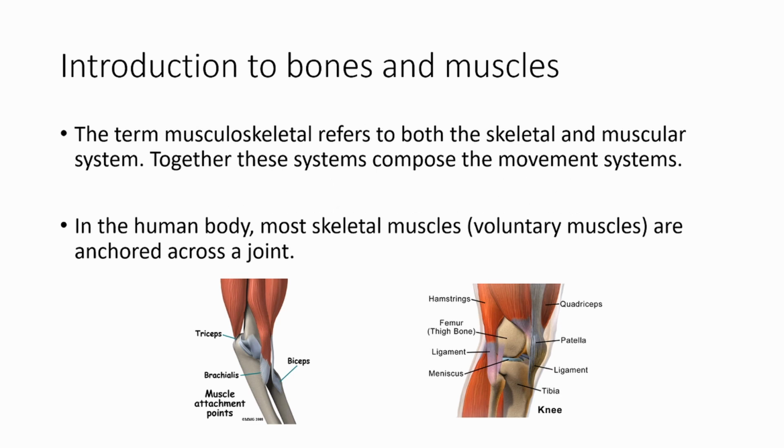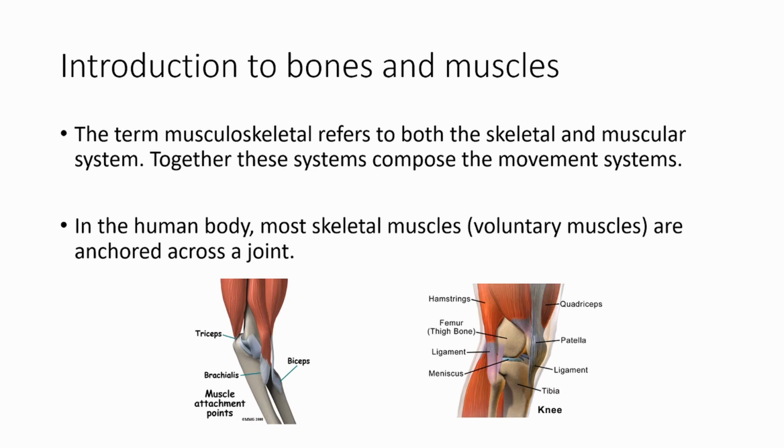So when we use the term musculoskeletal, again, we're talking about two body systems functioning together, the skeletal system and the muscular system. We can't have movement without both systems being involved. The skeletal system provides a nice scaffolding, and the muscular system provides the contraction required for movement.